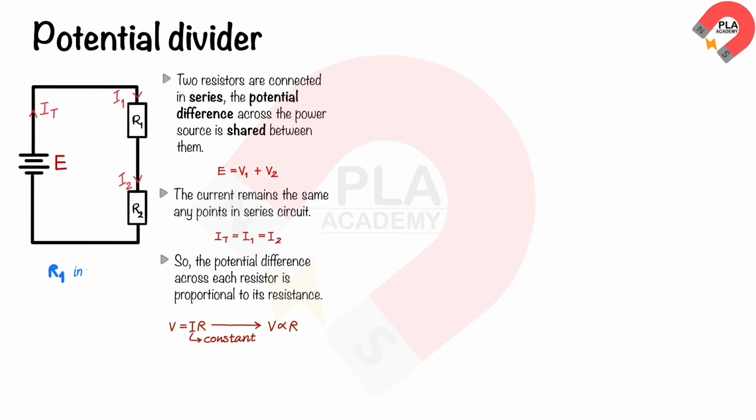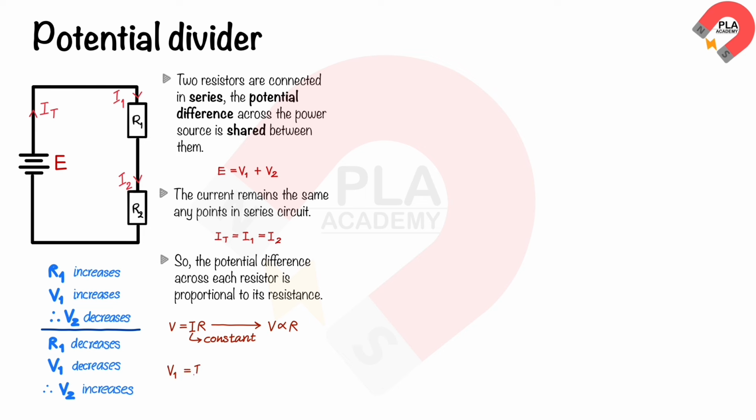If the resistance of R1 is increased, it will get a greater share of the potential difference, whilst R2 will get a smaller share. If the resistance of R1 is decreased, it will get a smaller share of the potential difference, whilst R2 will get a greater share. This gives the ratio R1 over R2 equals V1 over V2.